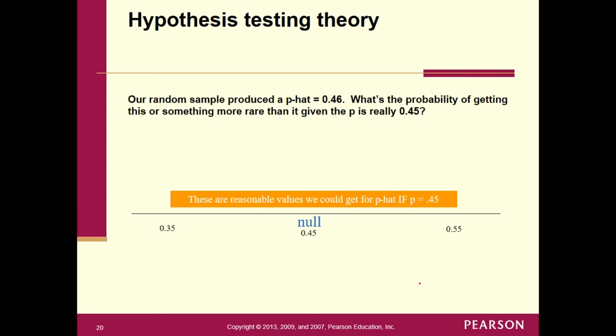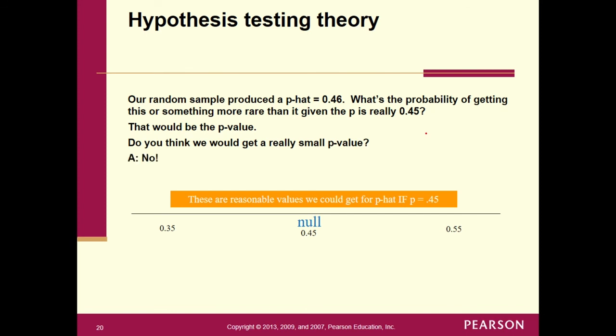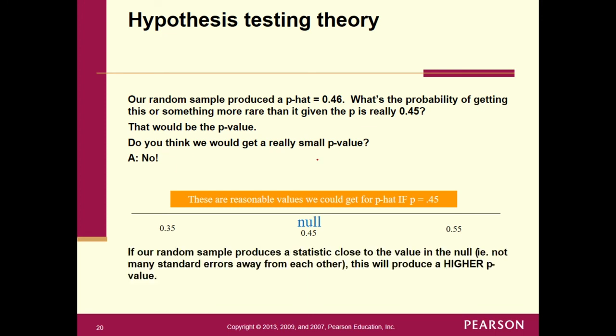So let's go back to the example. Our random sample produced a p hat of 0.46. What's the probability of getting this or something more rare than that, given that p is really 0.45? That would be the p-value in that situation. And what do you think? Do you think we would get a really small p-value? No. So if our random sample produces a statistic close to the value in the null, not many standard errors away, this will produce a higher p-value. That's the idea I'm trying to get at.